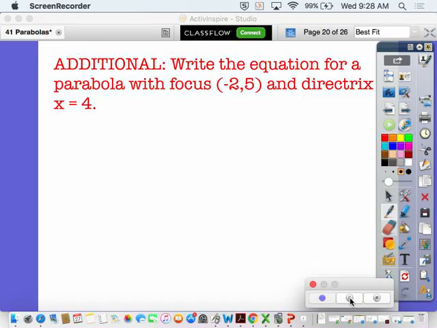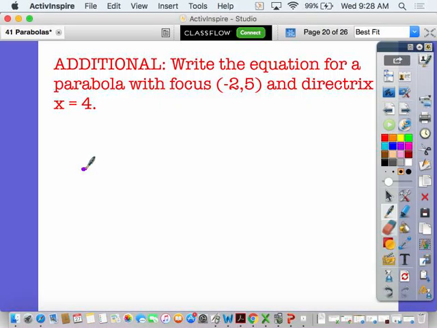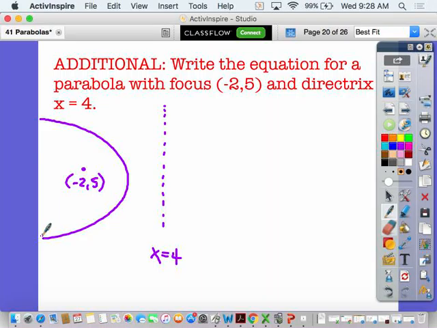Alright, so we're writing the equation for a parabola with a focus of (-2, 5) and a directrix of x equals 4. So how does this open? Up, down, left, or right? Left. It opens to the left because your focus is at (-2, 5) and your directrix is at x equals 4. Since your parabola can't cross the directrix, it's going to have to open this way. Okay, so this is roughly your picture. So how can we use this information to help us find our equation?